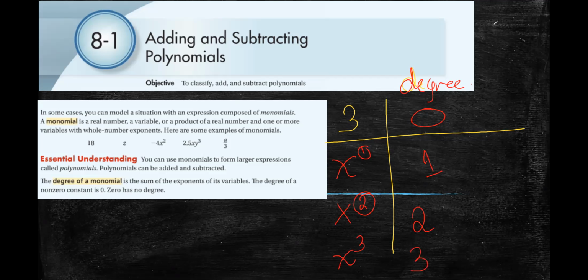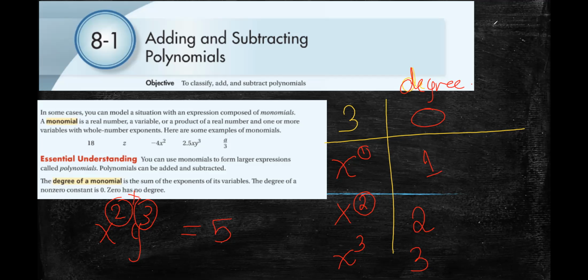If you have now x squared y cubed, you have to find the exponents, then add them. So the degree of the monomial here is 5. You find the exponents of each variable, and after that take the summation of the exponents. This summation will be the degree of the monomial.